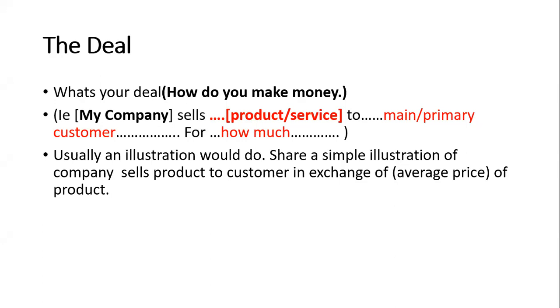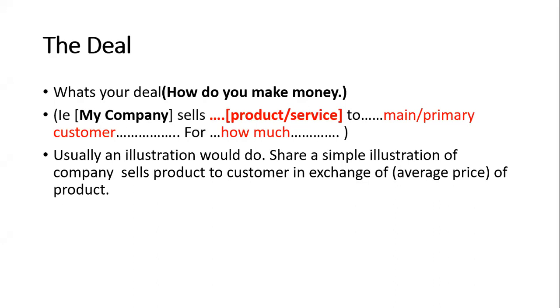Obviously, in your business model, you remember we had who. So who is that customer? For how much per unit? Okay, so you may be selling a pen to school-going students at 500 per unit. That is the deal. It's as simple as that.